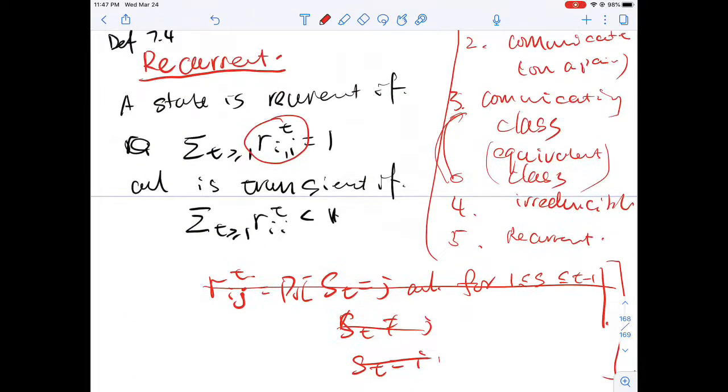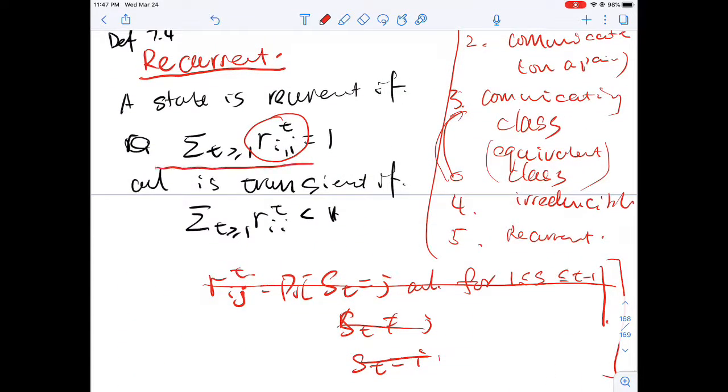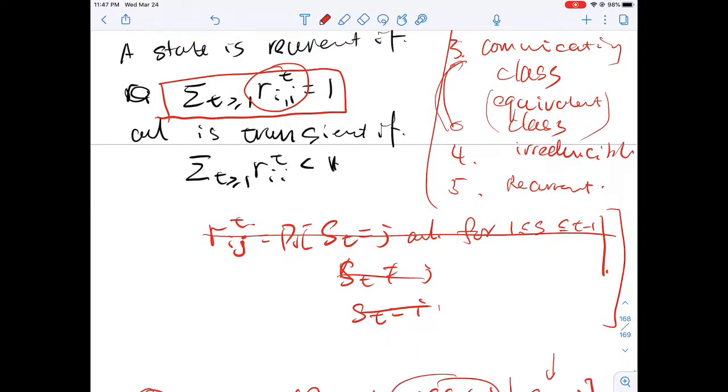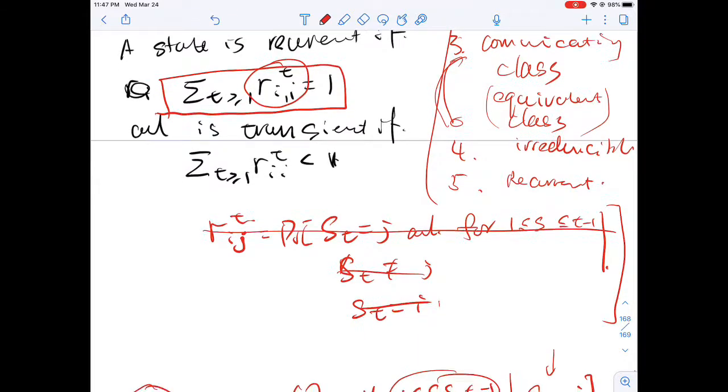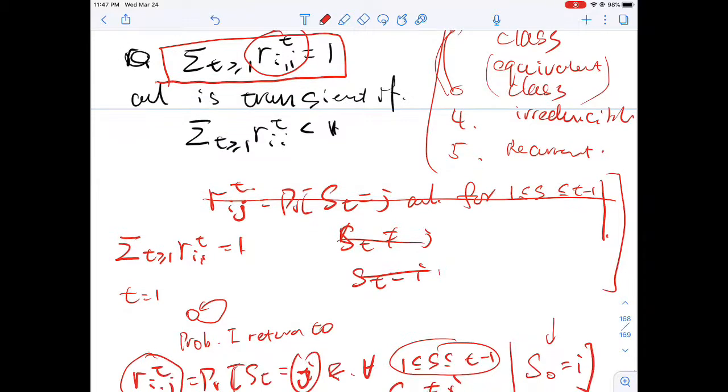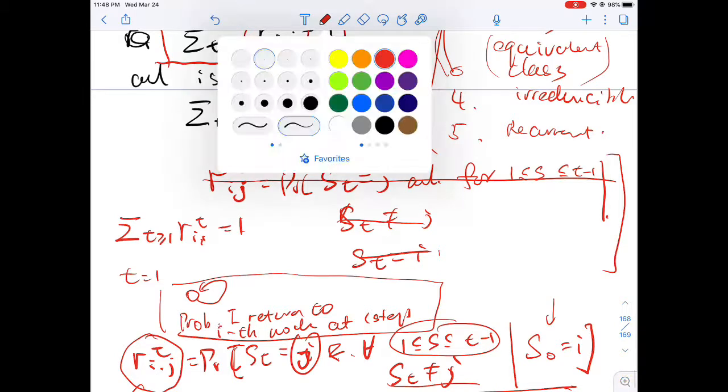Now that we have this definition, we can look at what we mean by recurrent. Recurrent means that if I sum up everything, the sum over t greater than or equal to 1 of R_ii(t) equals 1. So what does that mean? When t equals 1, this is the probability that I return to node i in one step. Let me change to a different color.